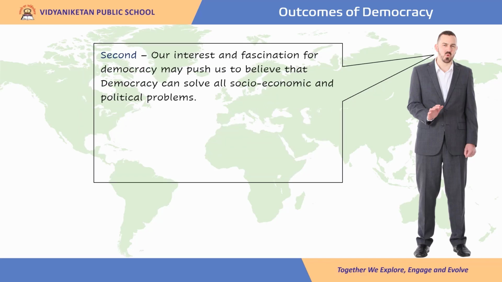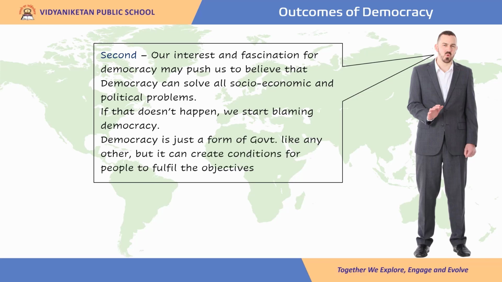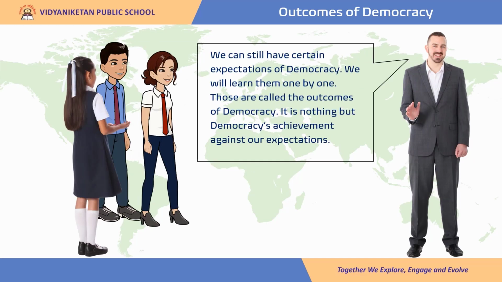Second, our interest and fascination for democracy may push us to believe that democracy can solve all socio-economic and political problems. If that doesn't happen, we start blaming democracy. Democracy is just a form of government like any other, but it can create conditions for people to fulfill the objectives. It is for the citizens to make use of those conditions to fulfill their expectations of democracy. We can still have certain expectations of democracy. We will learn them one by one. Those are called the outcomes of democracy. It is nothing but democracy's achievement against our expectations.